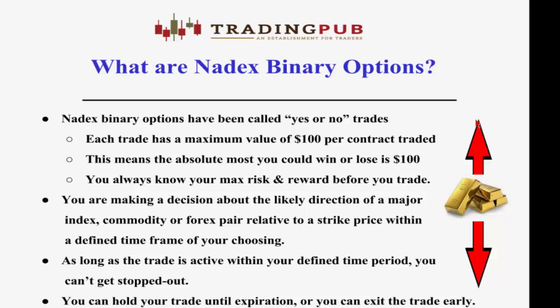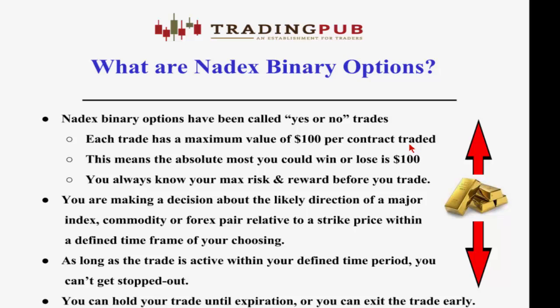Each trade has a maximum value of $100 per contract traded. That means the absolute most you can win or lose is $100 per contract. And when you place an order with Nadex, you always know what your maximum risk and maximum reward are before you place your trade. So what you're doing, once again, is making a decision about the likely direction of a major index, commodity, or forex pair relative to a strike price that Nadex provides within a defined time frame of your choosing. And as long as that trade is active within the defined time period, you cannot get stopped out.